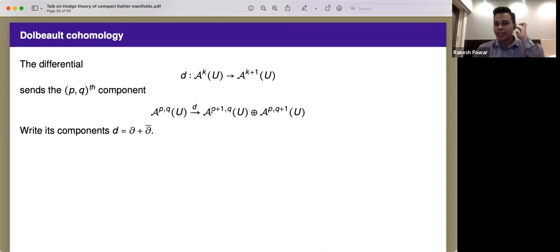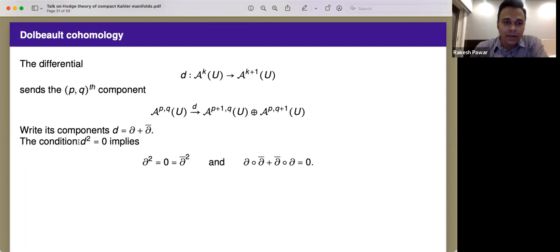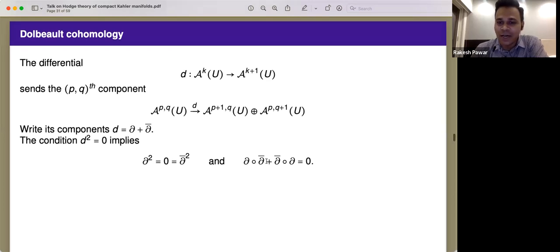Okay. So I can write down this differential as a sum of two differentials, this ∂ and ∂̄. You can think about ∂ as a differential coming from ∂/∂z, and ∂̄ is coming from ∂/∂z̄. And now d² = 0 will imply that these components form a complex. So ∂̄² is equal to 0 and ∂². Okay, I always have difficulty saying what that is. So ∂² = 0 and ∂̄² = 0. And further, ∂ composed with ∂̄ plus ∂̄ composed with ∂ is 0. Okay, this is going to be important.